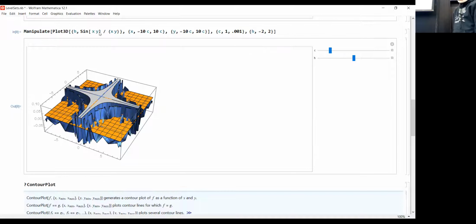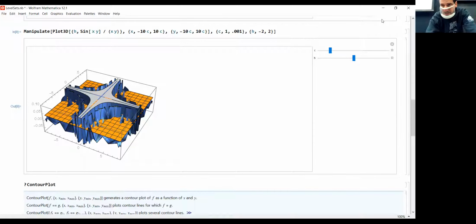And so this is a great way to look at level sets. If I look at the intersection of this function and my plot sine of xy over xy, that will give me the level set of height h. And so Mathematica has a beautiful command called Manipulate. And so I'm allowing c to range from 1 to 0.001. And I'm plotting x from negative 10c to 10c, y from negative 10c to 10c, so I can zoom in or out by changing c.